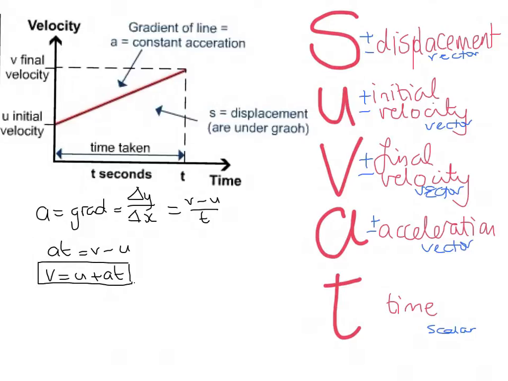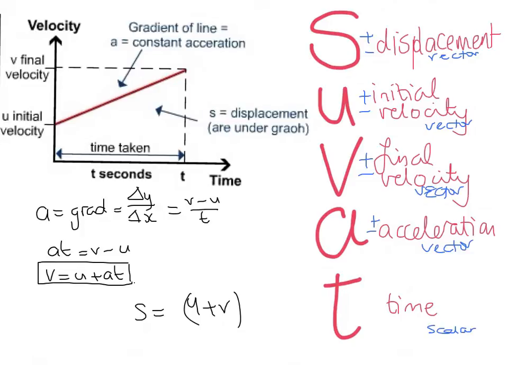Let's get another one. Let's use the fact that area under the graph is the displacement of the particle. Now this area here is a trapezium, and the area of a trapezium is this, add this, the two parallel bits, times half the distance between them. So that gives me s equals, then I've got u plus v.